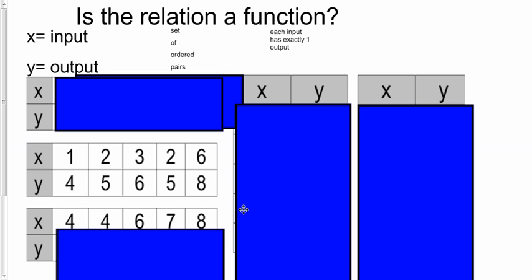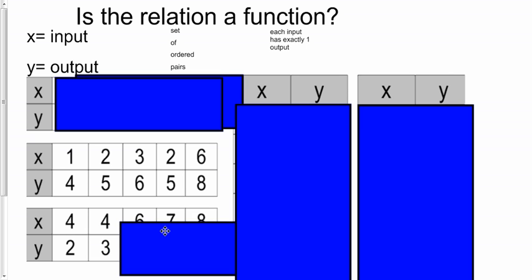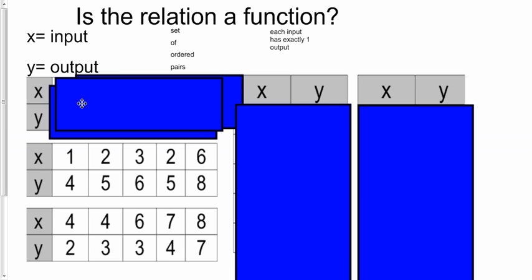Did any of my x's repeat? Did any of my inputs repeat? Yes, 4 and 4. Well, when I input 4, it got me an output of 2. If it's a function, if I do that again, I should get 2. If it's not a 2, it's not a function. Oh, I got 3 that time. Not a function. So this relation, which just means it's a set of ordered pairs, is not a function because my input actually has 2 different outputs, and that's not allowed.